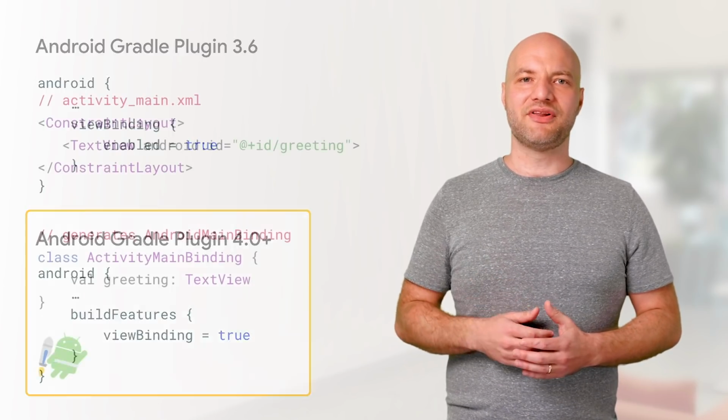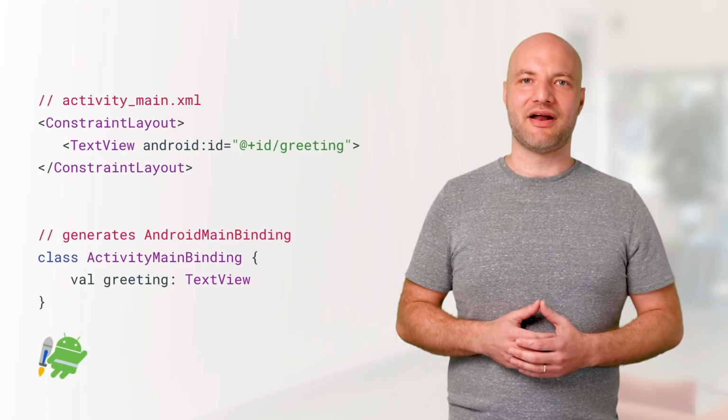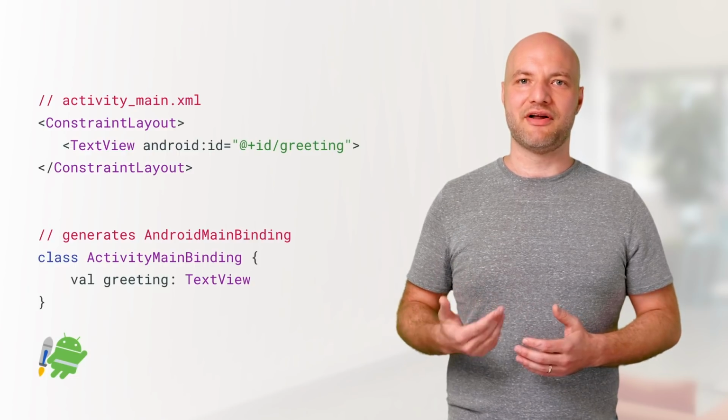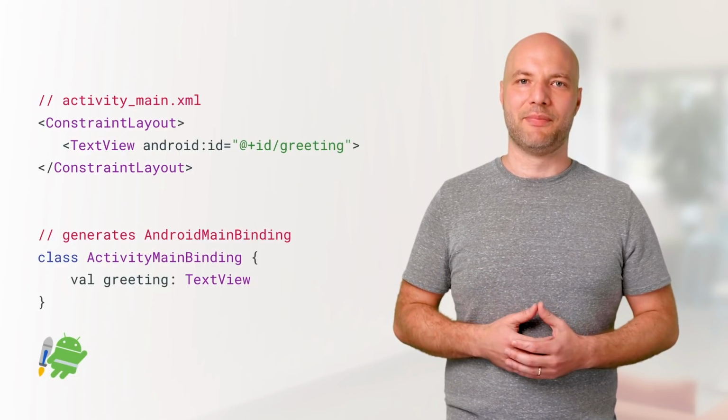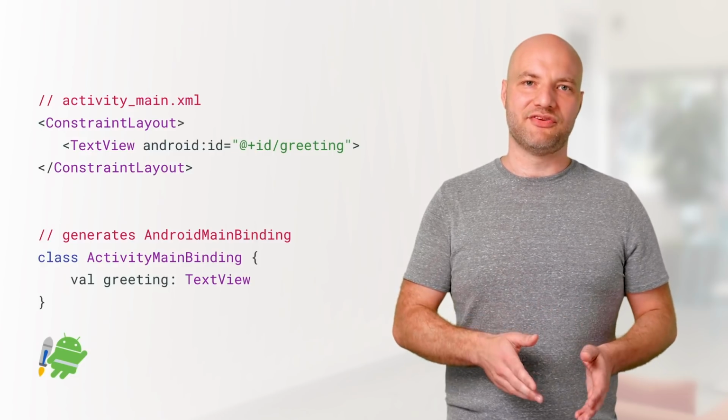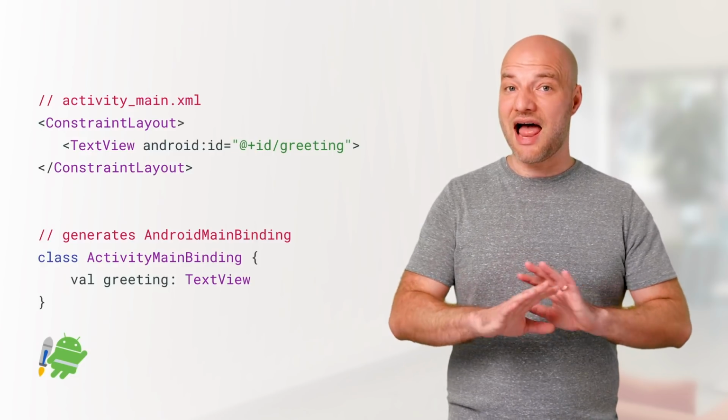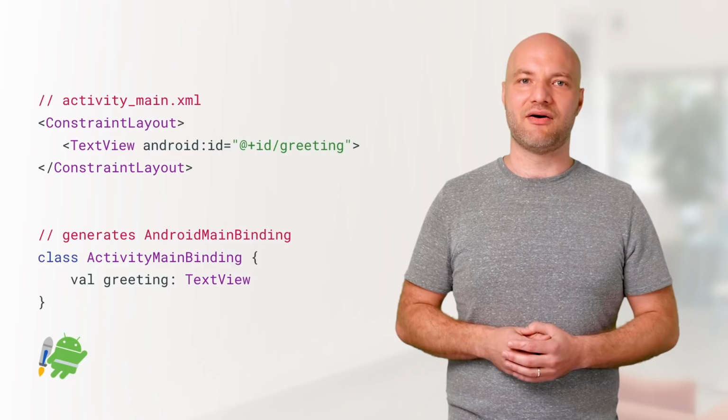So, if you have a layout file called activity_main.xml, ViewBinding will generate a small class called ActivityMainBinding. It'll have one correctly typed and null-safe property for every view with an ID in the layout.